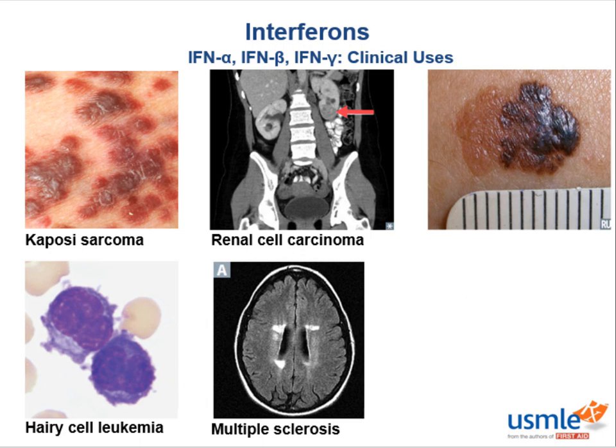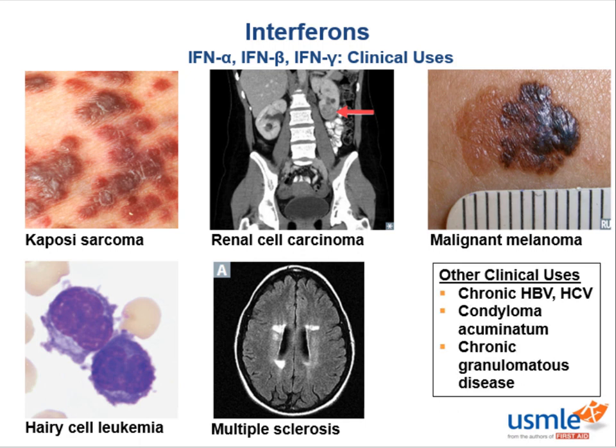So A stands for asymmetry. B for border irregularity. C for color variation. D for a diameter greater than 6 millimeters. And E for evolution over time. These are bad signs and could be indicative of malignant melanoma. This one in particular is an image of the superficial spreading type. Now, those are already a lot of good clinical uses for the interferons, but they are also useful for chronic hepatitis B and C, condyloma acuminatum, which I've spared you a picture of, and chronic granulomatous disease.